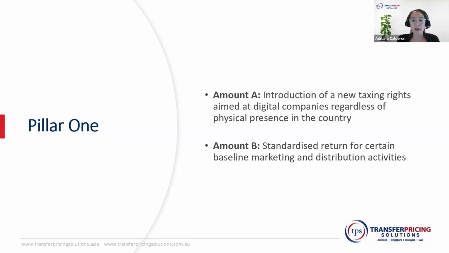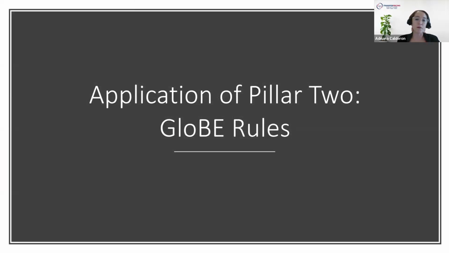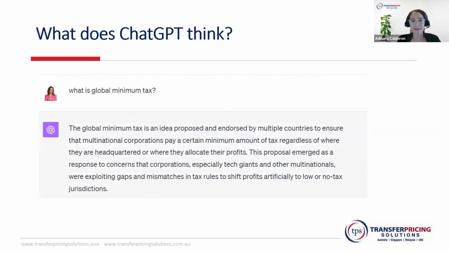But coming back to the main topic of our webinar today, which is about Pillar 2 and the GLOBE rules. We always try to challenge ourselves and see, okay, are we going to be taken or overtaken by ChatGPT or not? And then we asked ChatGPT, what is global minimum tax? And according to ChatGPT, global minimum tax is an idea proposed and endorsed by multiple countries to ensure that multinational corporations pay a certain minimum amount of tax regardless of where they are headquartered and where they allocate their profits. So it sounds very easy. Oh, okay, just basically a minimum tax to be paid in a particular country.